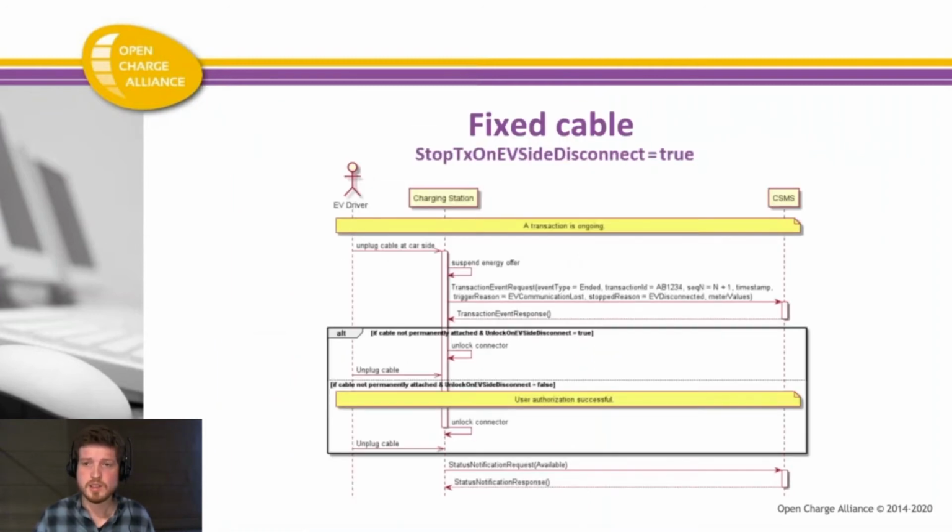The second case is also for when the cable is unplugged from the EV side, but now it is not allowed to resume the energy transfer again. The whole alternative block is for when you have a detachable cable. So it needs to be unlocked and unplugged. But in the case you have a fixed cable, the charger will immediately proceed to reporting that the connector is available again.